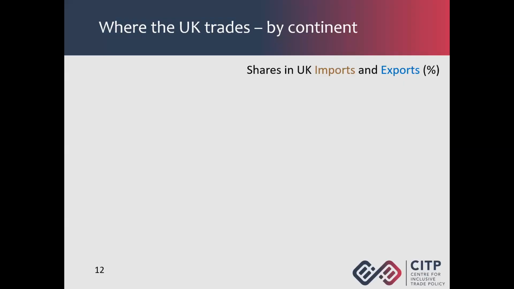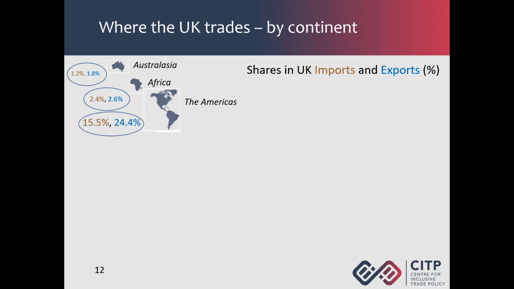So who do we trade with? I've got a diagram here that's going to look at the share of UK imports going to each continent and the share of UK exports going to each continent. Start off with Australasia. Australia, basically, very small, 1% of UK imports, 2% nearly of UK exports. Africa, 54 countries in Africa, but very poor. 2.5% of UK trade is with Africa.